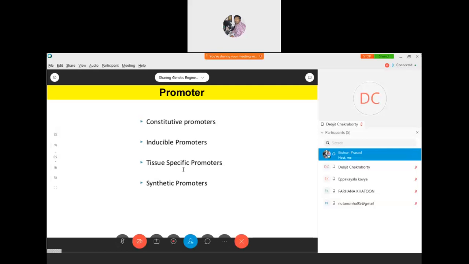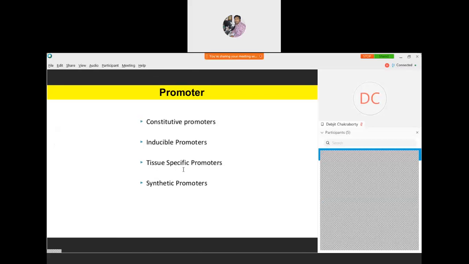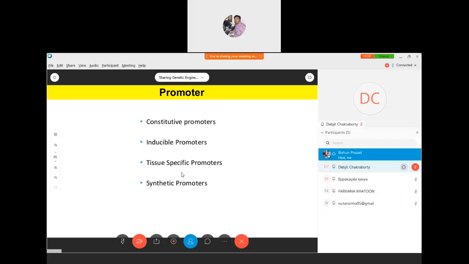Then the tissue specific promoter, like genes which are expressed in the leaf cannot be expressed in the root. So the photosynthetic genes will only be expressed in the leaf, whereas the root specific promoters are always expressed in the root itself.